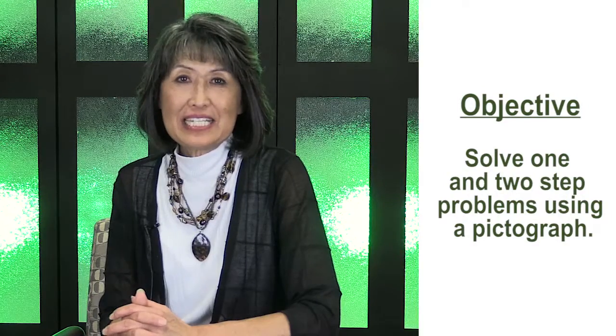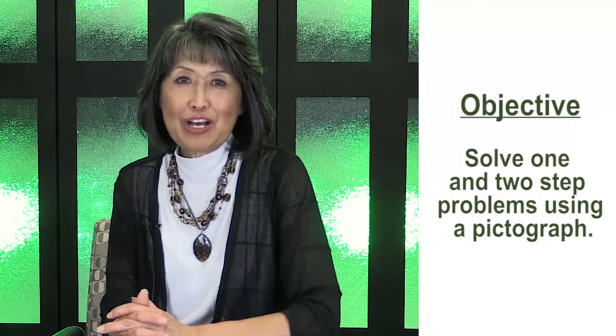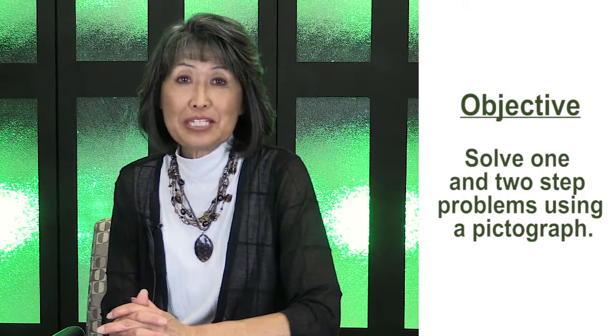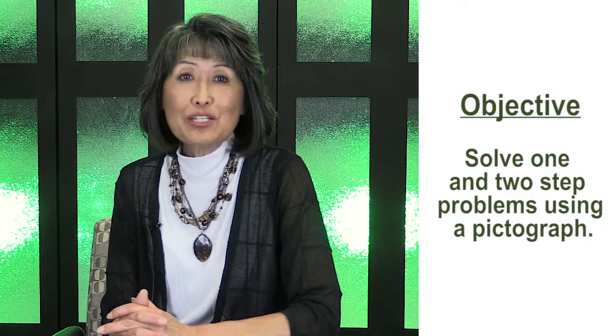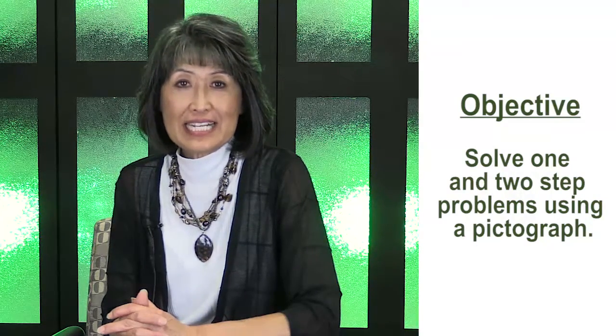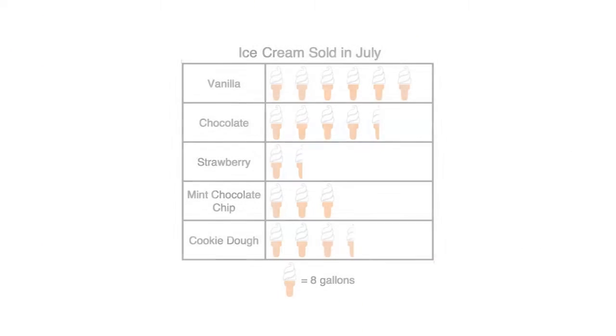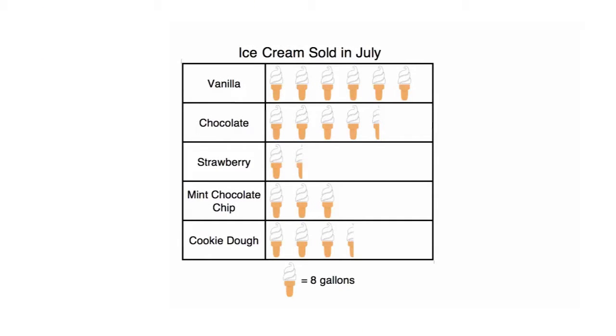The objective of this lesson is to have students be able to solve 1- and 2-step problems using a pictograph. They will also be able to describe the process taken to solve a problem. Let's take a look at a pictograph and see what information we can gather from it.